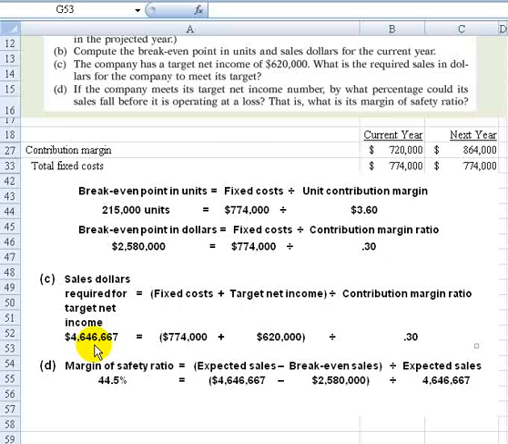Then Part D says, if the company meets its target net income number, and I'll move the mouse off to the side, by what percentage could its sales fall before it's operating at a loss? And this is the margin of safety ratio. To calculate the margin of safety ratio, we take expected sales, which we just calculated above, and we subtract out the break-even sales and divide it by the expected sales. So we come up with a margin of safety ratio here of 44.5%.